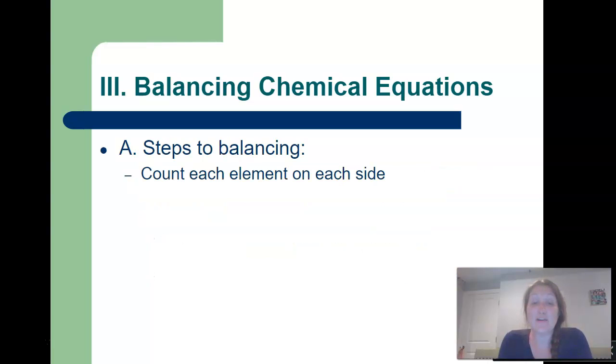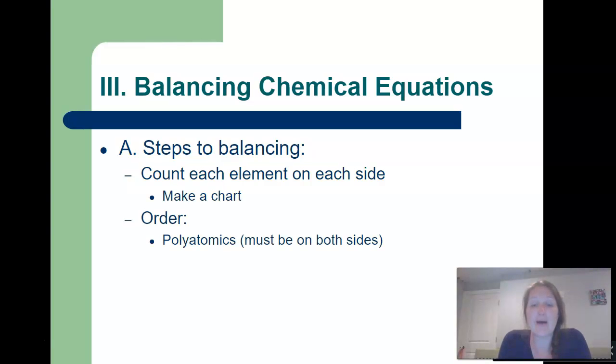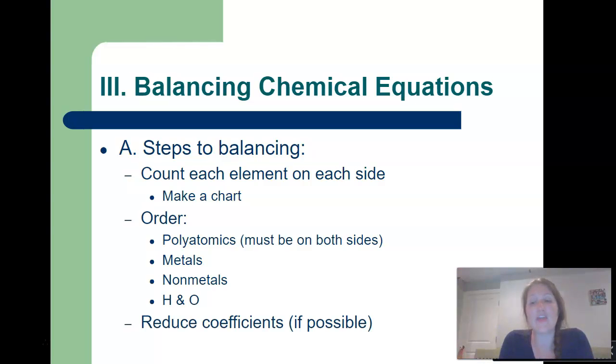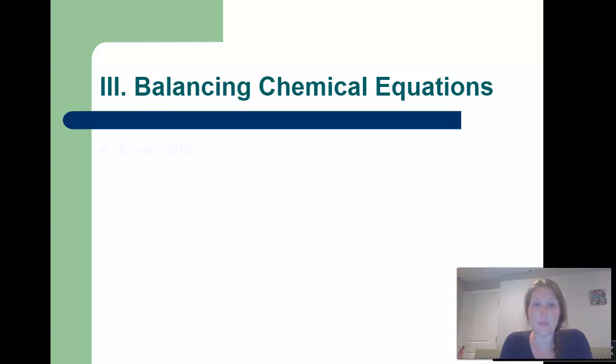Here are our steps, and I'm going to walk through a couple with you. We count each element on each side first and make a little table for ourselves. Then we go to polyatomics. We're not going to see many of those because we're not going to get into really hard balancing. Then we'll do our metals, our non-metals, and lastly hydrogen and oxygen. They're usually the trickiest to balance, so we wait till the end because we cross our fingers that they get balanced when we do everything else. Then we reduce our coefficients if possible.